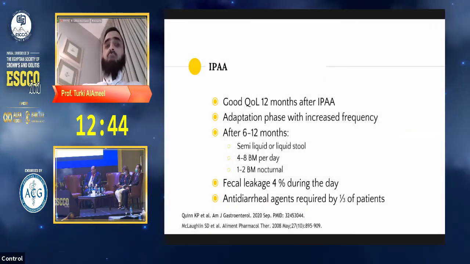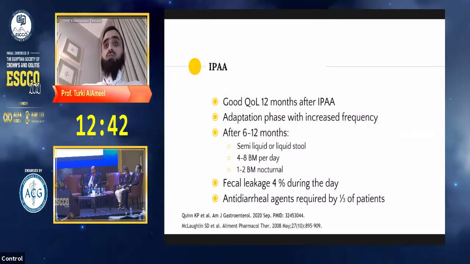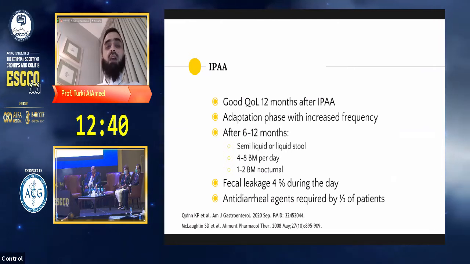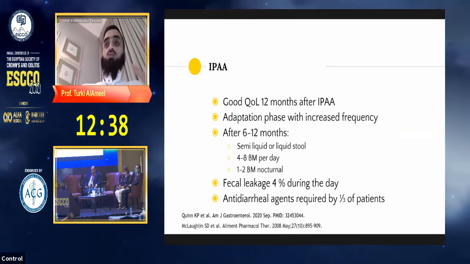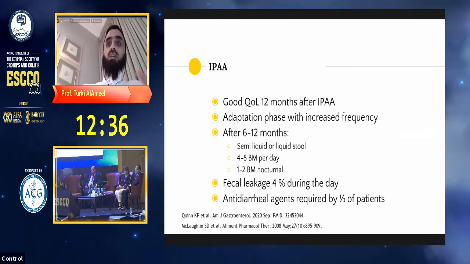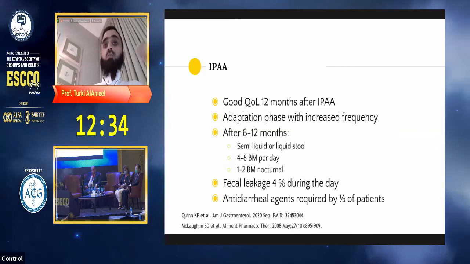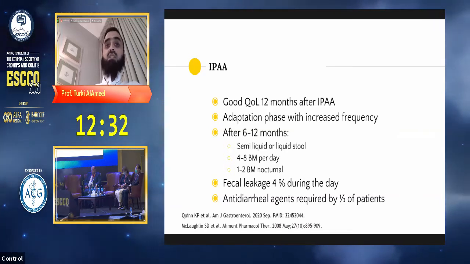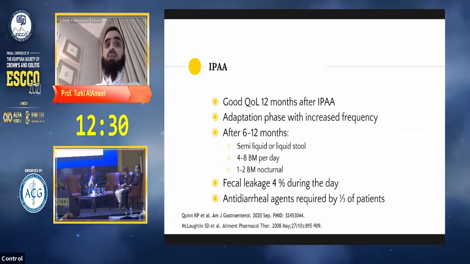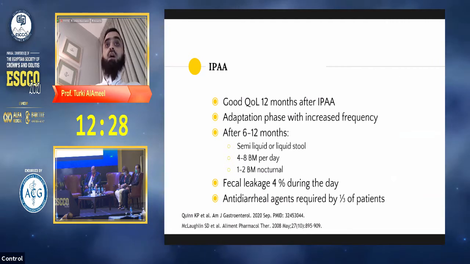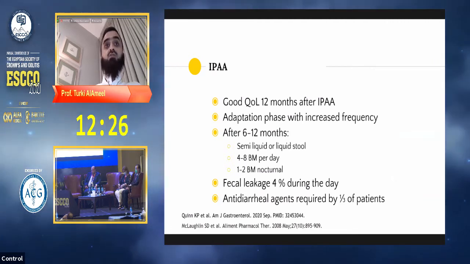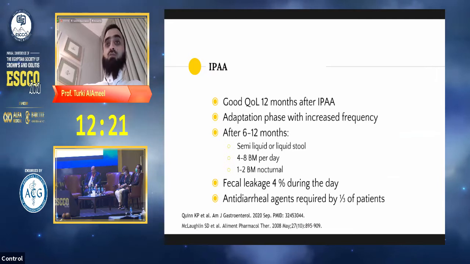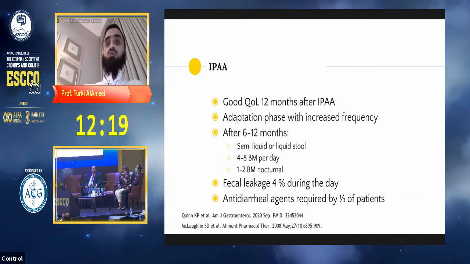The IPAA restores the patient's good quality of life a year after having surgery. Patients usually go through an adaptation phase with increased frequency of their bowel movements. So both the patient and the healthcare provider need to be patient. Don't expect miracles in the first 6 to 12 months. The frequency of bowel movements can be up to 4 to 8 during the day and 1 to 2 bowel movements during the night.